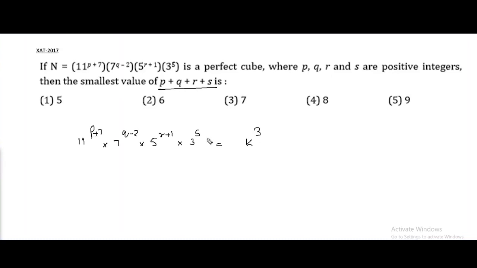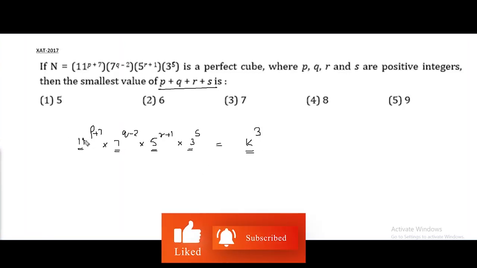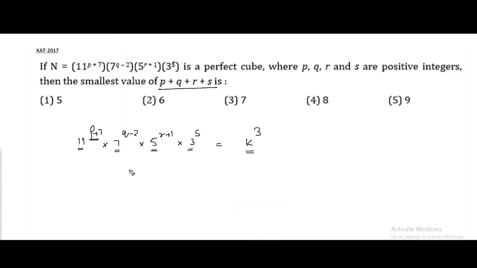We need to find out the smallest value of these integers. To make it a perfect cube, because every prime is a different prime, we need to make every prime power a perfect cube. So to make it a perfect cube, p should be how much? They are positive integers, so this number should be at least 9. So if p plus 7 is 9, the minimum possible value is 2.